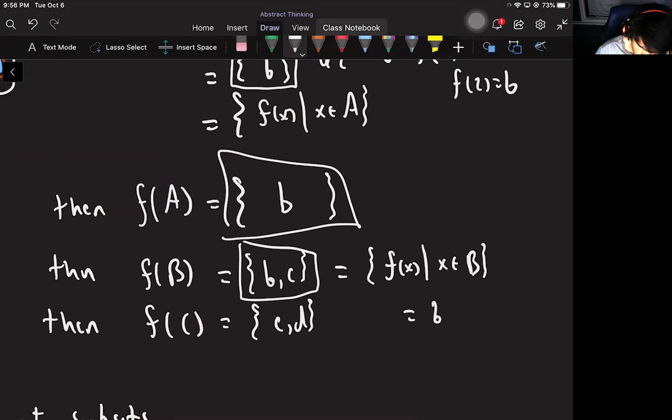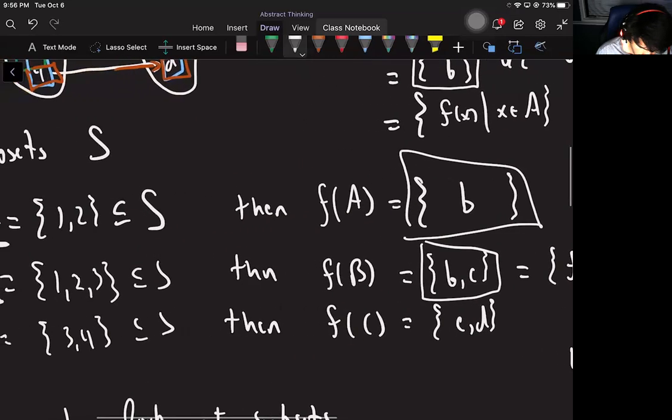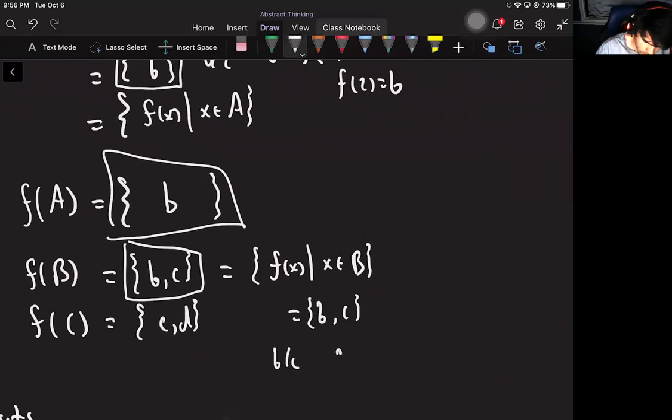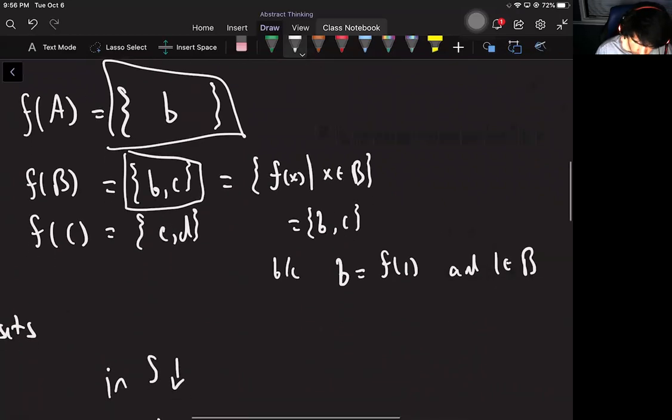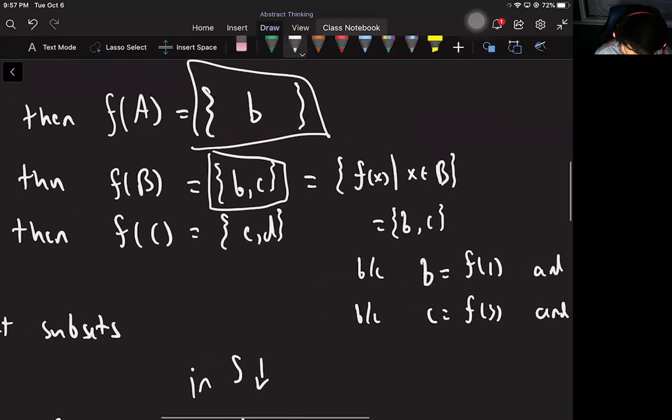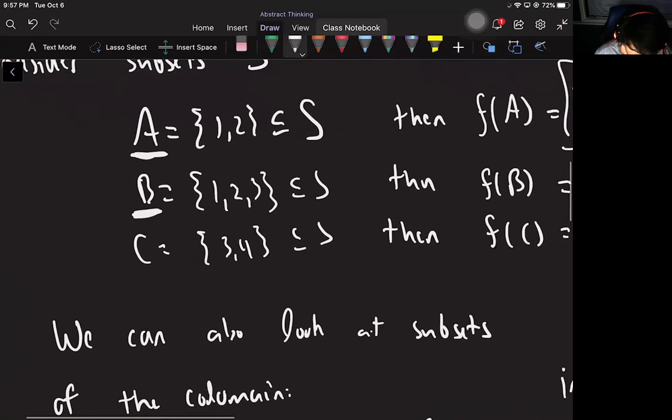So why is the set consisting of elements b and c? It's because you have to look at big B. Big B has 1, 2, and 3 in it. So little b equals f of 1, and 1 is something from big B. And c is f of 3, and 3 is also in that set. So it's just the stuff that comes from plugging in things from the subset. Okay.